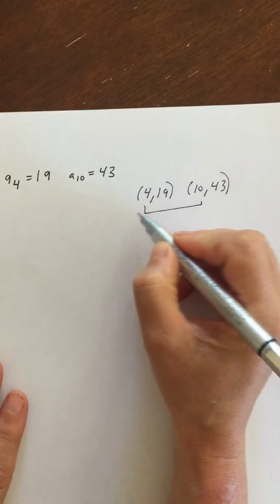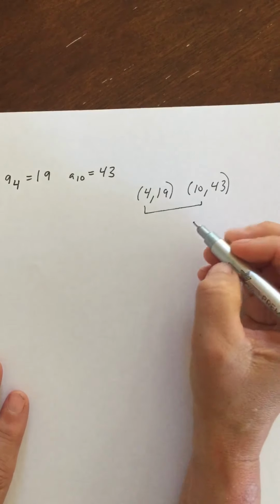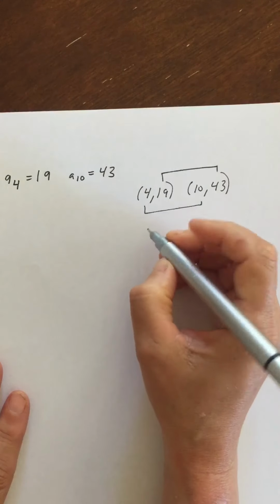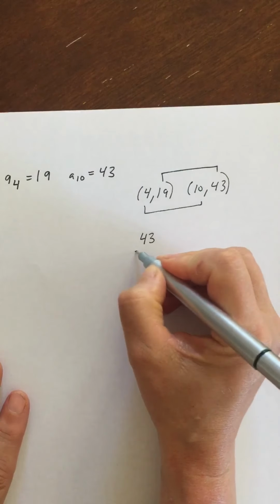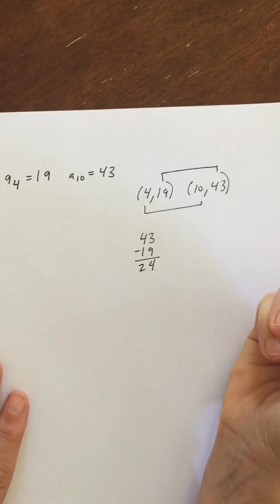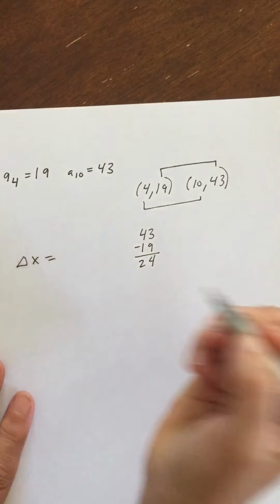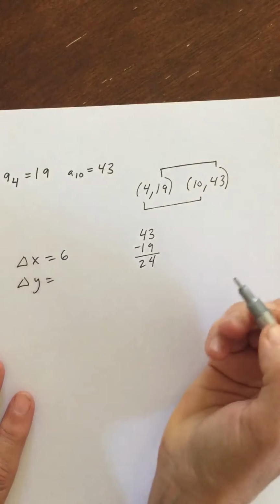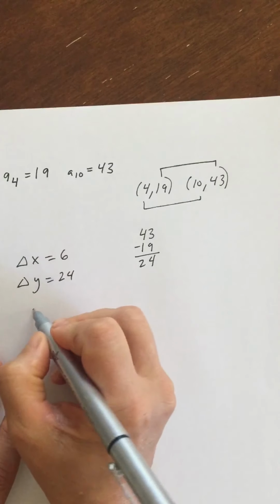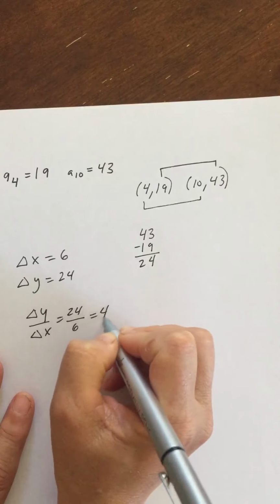Here, the x's change by 6. What do the y's change by? Well, I could just do some subtraction, 43 minus 19, and of course I'm going to get 24. So the change in x is 6 and the change in y is 24. If I do change in y over change in x, it's 24 over 6, which is 4.